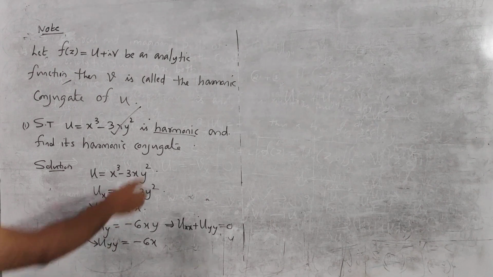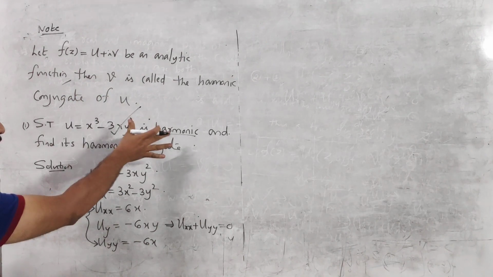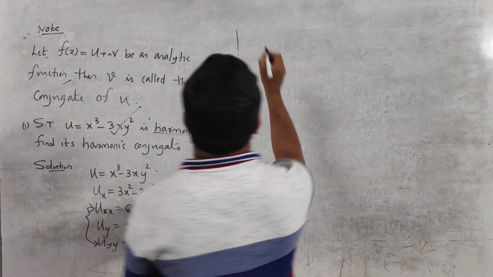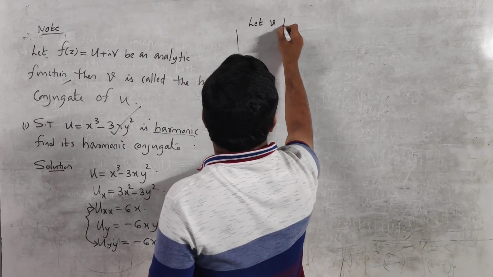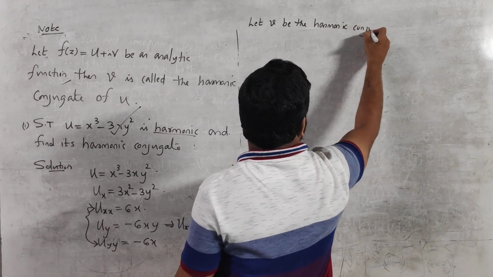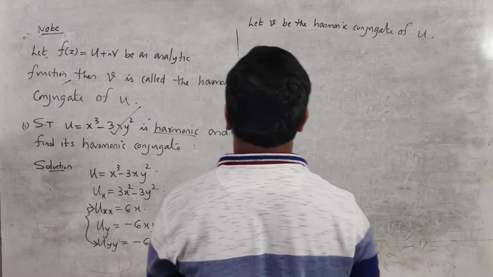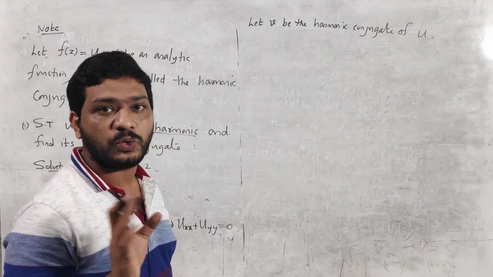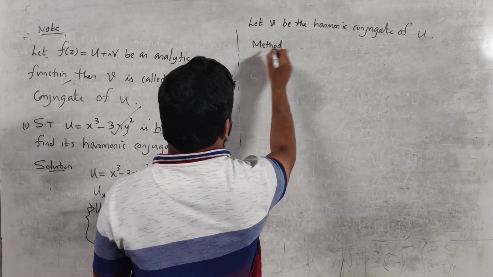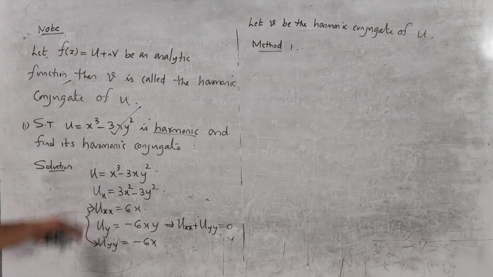One more part is left here: how we can compute the harmonic conjugate. All of you know u is given and it is harmonic. Then what is the harmonic conjugate of u? Let v be the harmonic conjugate of u. How can we compute the harmonic conjugate? There are two methods for finding harmonic conjugates. I will discuss method one first, and after that I will discuss method two.